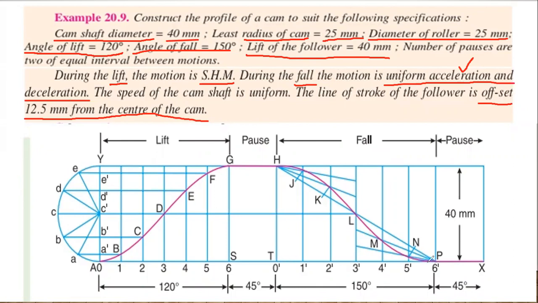You have to simply divide the total section of the return stroke, that is the fall, into 6 equal parts. From the center point, so this is the center line 3 dash, so 3 dash is the center line. On this line, divide the points into 6 equal parts. So divide these points, and you obtain 6 divided points in that.